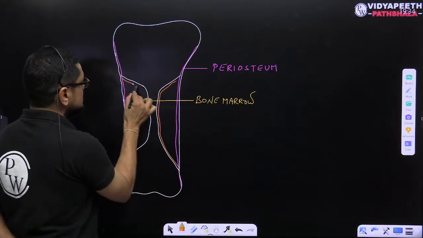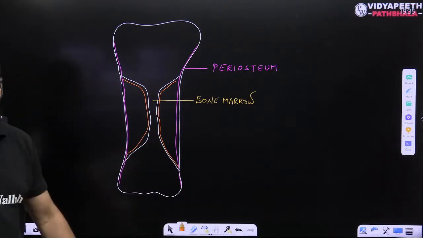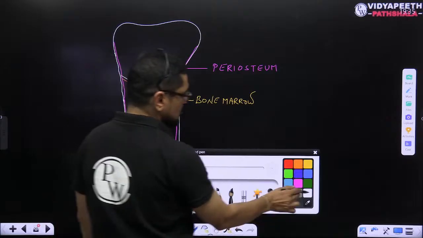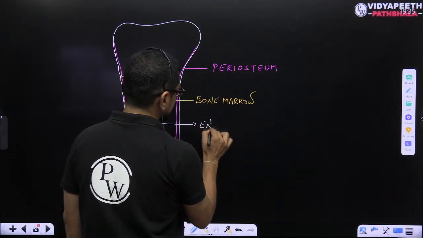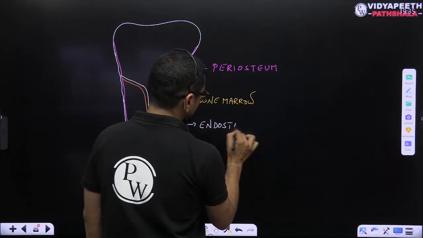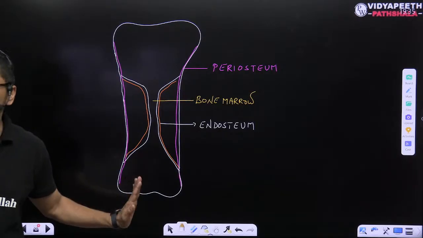Please see this. Here, another layer is represented, the endosteum, which is present inside the bone. What is it? Endosteum. E-N-D, osteum, bone. Periosteum, endosteum. Hope the diagram is clear.